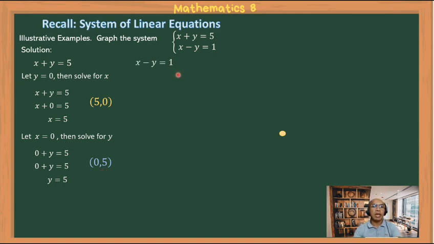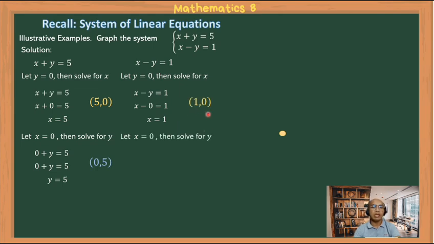Let us determine the x- and y-intercepts of x minus y is equal to 1. Let y be equal to 0 and solve for x. So this is x minus 0 is equal to 1, so our x is equal to 1 and our x-intercept is (1, 0). For the y-intercept, let x be equal to 0 and solve for y. So this is 0 minus y is equal to 1, which is negative y is equal to 1. To solve for y, divide both sides by negative 1, so y is negative 1. Our y-intercept is (0, -1). So we now have the x-intercepts and the y-intercepts of the first and second equations respectively.